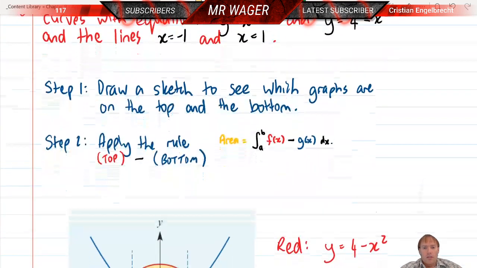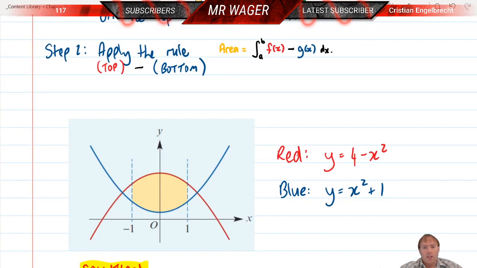Okay, so here is the situation we've got. Here is the sketch of the 2 graphs. In red, I've got the y equals 4 minus x squared graph, which is this one here. And in blue, I've got y equals x squared plus 1. And the 2 dotted lines are our x equals lines, so x equals -1 and x equals 1. The region that we want to work out the area of is just in this section here.